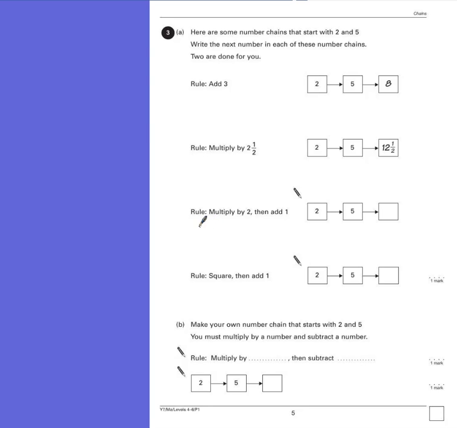So the first question, rule, multiply by 2, then add 1. So 2 times 2 is 4, add 1 is 5. 5 multiplied by 2 is 10, add 1 is 11.